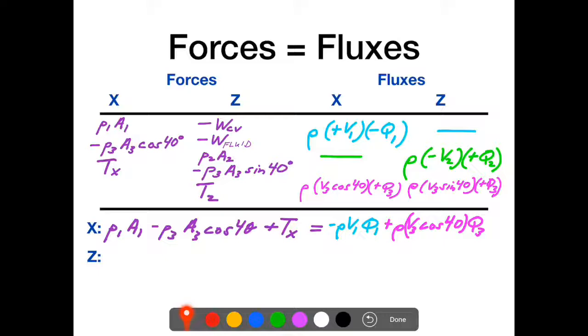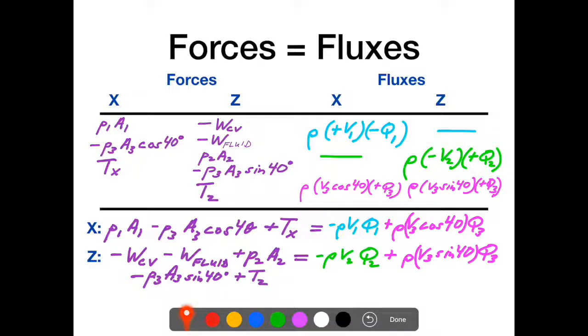For the vertical force, same thing. So we're going to take all of the forces here, we're going to add all those up, and we're going to set them equal to the sum of all of the fluxes in the z direction. So we have another equation for z, looks like that. A little bit messy, but I think you know where it all came from, so it's nothing too surprising.